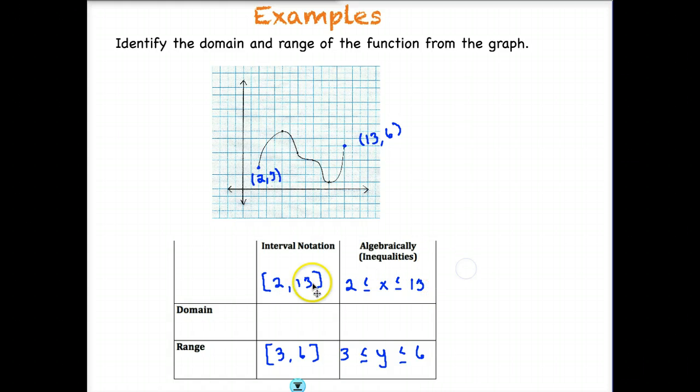Okay, so hopefully that is helpful for domain and range. And if you have any questions, go back and review this lesson. Make sure you take some notes on brackets versus parentheses, and then go ahead and try the practice which follows the lesson.